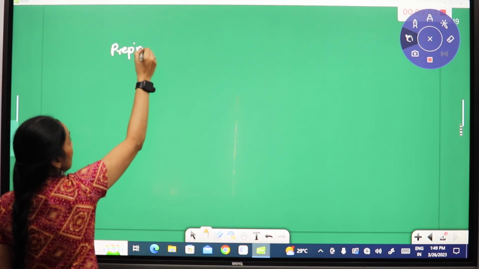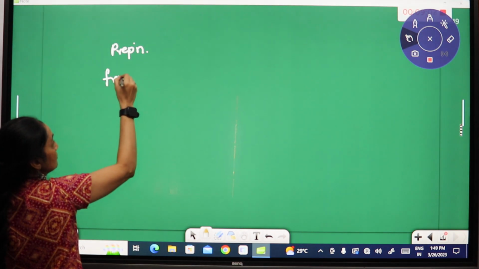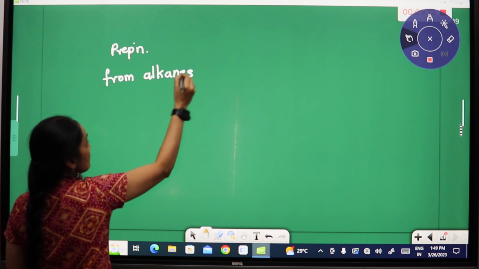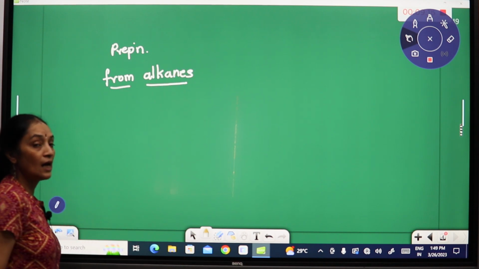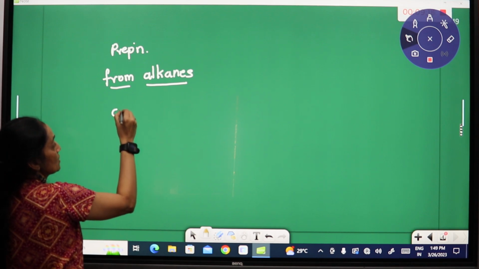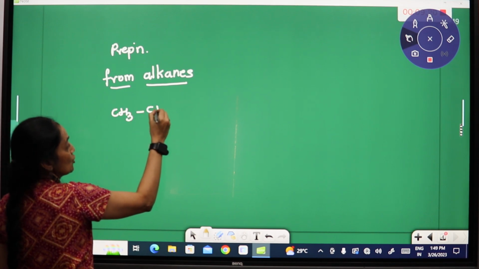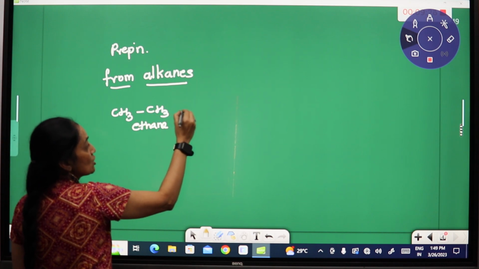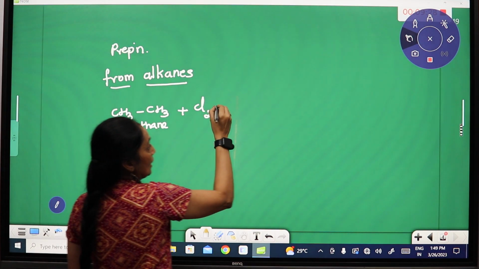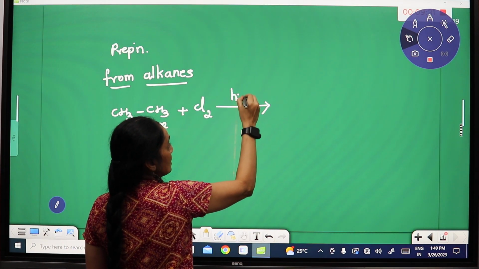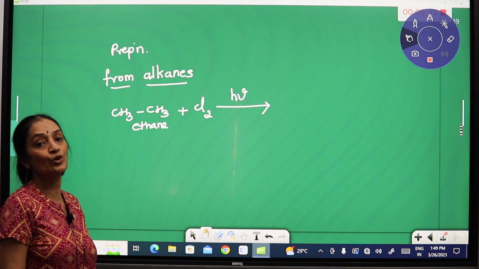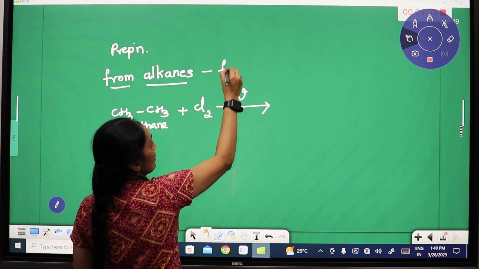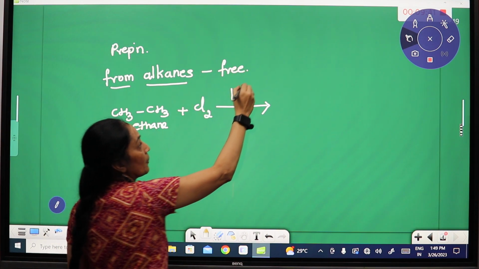In preparation, we can take from alkanes. Now, alkanes, we know that if I take CH3-CH3, which we call ethane, and subject this to chlorination in the presence of sunlight, it is a simple concept. It runs with a free radical mechanism.